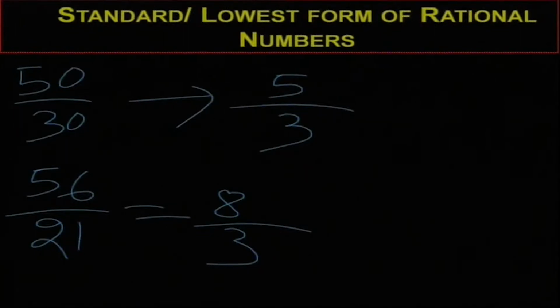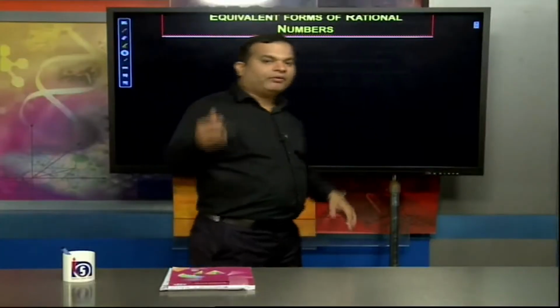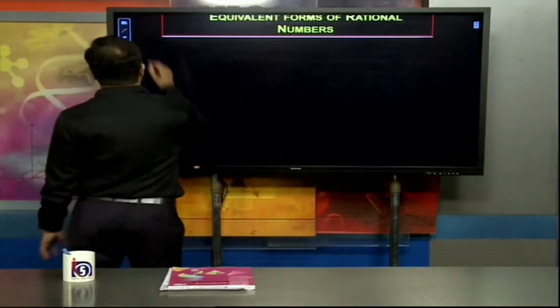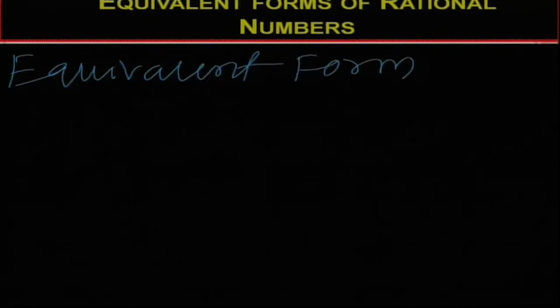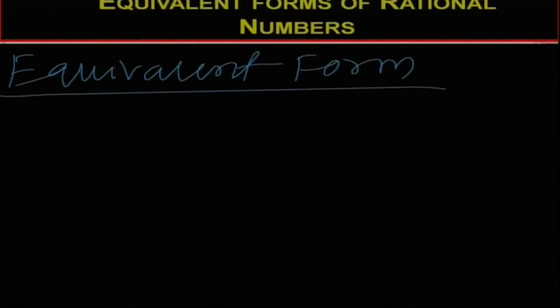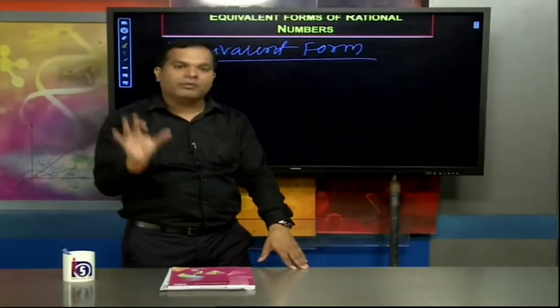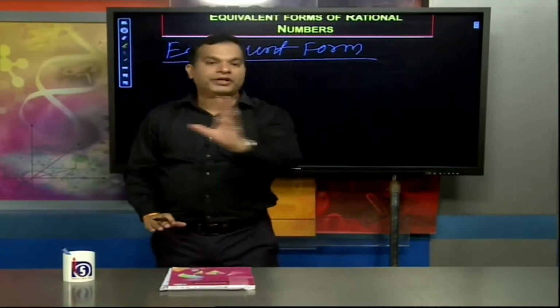Dear learners, now we will move to another very important concept. We call it the equivalent form of a rational number. When talking about the equivalent form of a rational number, that means if you multiply both the numerator and denominator by a constant quantity, you will find its equivalent form. I can say a rational number has an infinite number of equivalent forms.